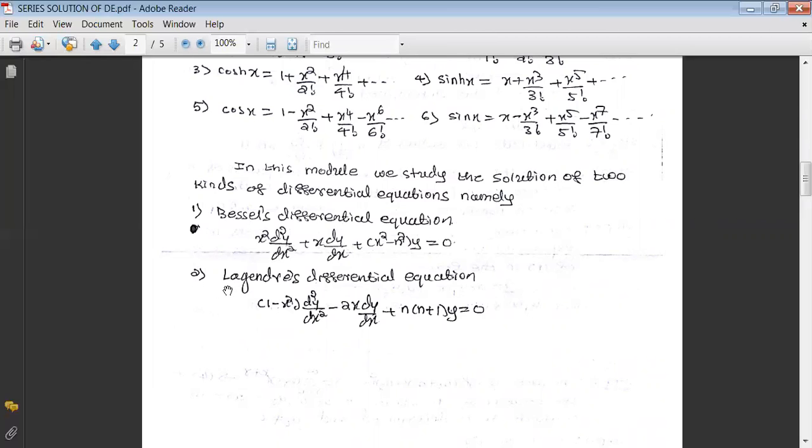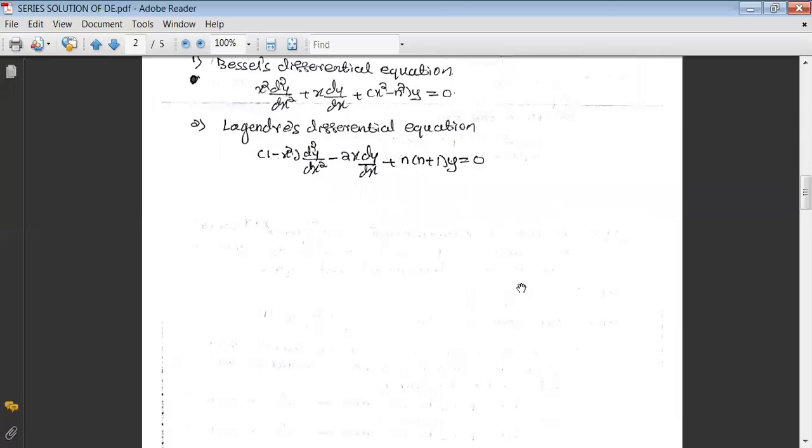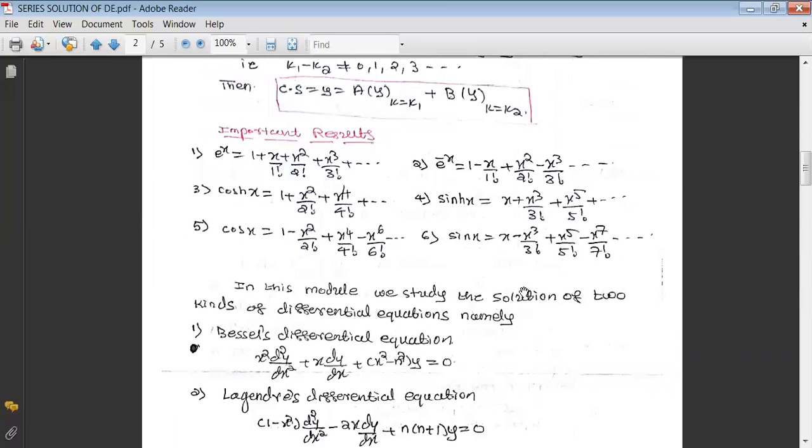And the second one is called Legendre's differential equation, and that is given by (1 minus x squared) d squared y by dx squared minus 2x dy by dx plus n(n plus 1) y equals 0. Okay, in this section we are required to find the series solution of these two important differential equations, and we can discuss that in the next video.